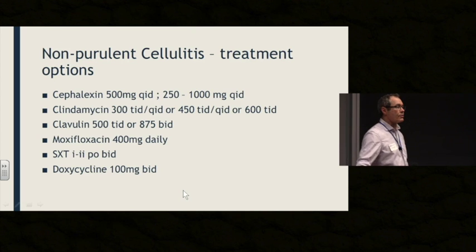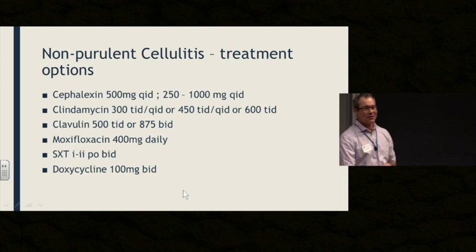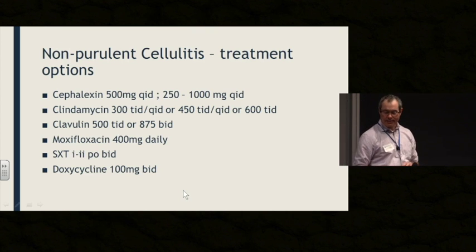Moxifloxacin can actually be used to treat soft tissue infection. It's got not a bad spectrum, especially for non-purulent cellulitis, because it covers strep really well. It's licensed and approved for soft tissue infection, but we're trying to get you to not use too many fluoroquinolones today. So it's down on your list.